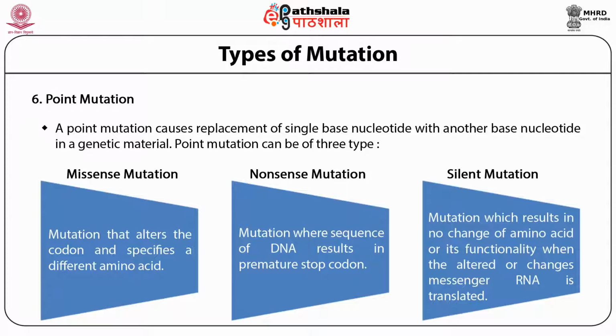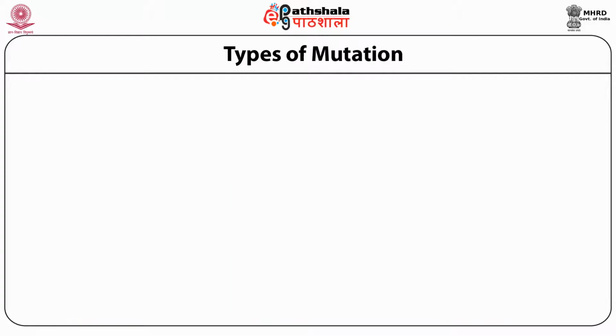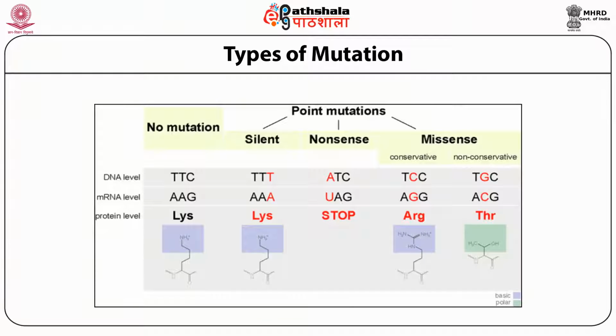Let's revise what is the meaning of a codon, since we are using it again and again. A codon is a triplet of nucleotide bases specifying a particular amino acid. For example, codon TTC codes for the amino acid lysine. The figure given in this slide basically shows the three kinds of point mutation. As we have discussed, there are three types of point mutation: silent, nonsense, missense.